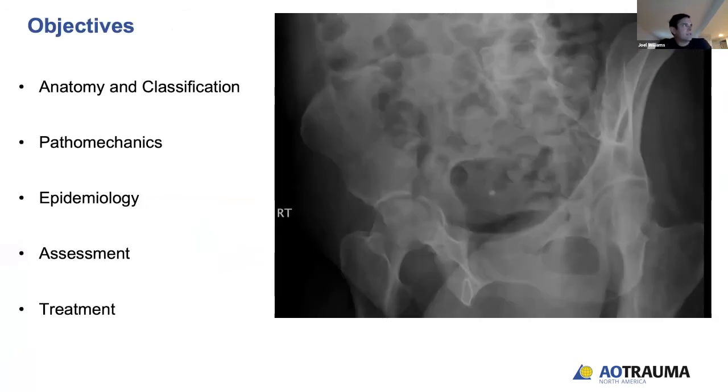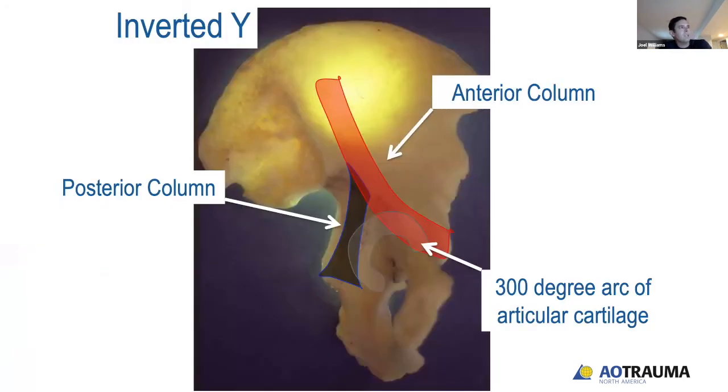The outline we're going to get through is here. We're going to start with the anatomy, classification, pathomechanics, and epidemiology. And really the bulk of the talk is, I think, what everybody wants to hear about, which is assessment and treatment.